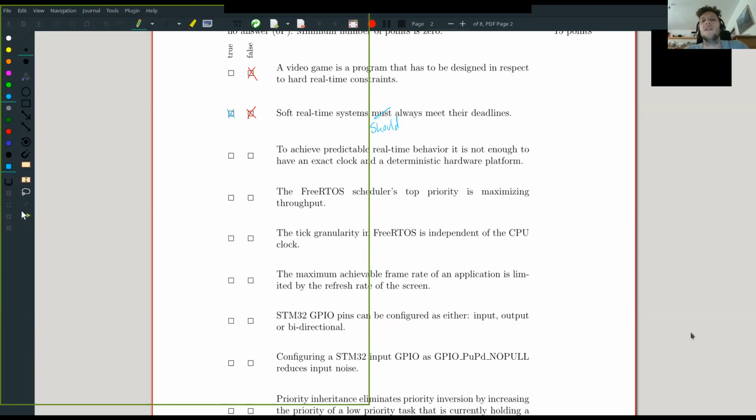Next: to achieve predictable real-time behavior, it is not enough to have an exact clock and a deterministic hardware platform. What exactly is meant by predictable, in relation to real-time behavior and programming? Predictable is deterministic, really. Deterministic, from the definition, means you can determine something, so you can determine its state at any point in time. If you give it the same inputs, you get the same outputs. Yes, okay.